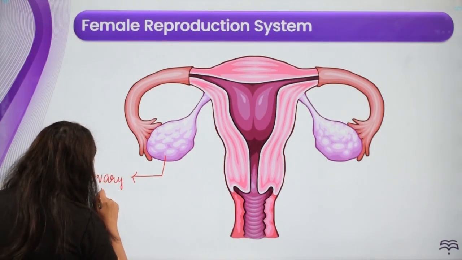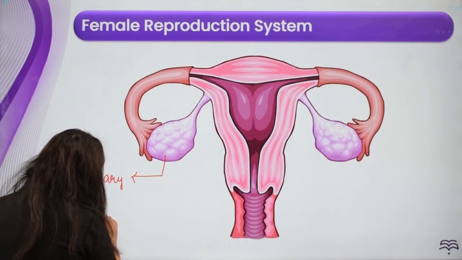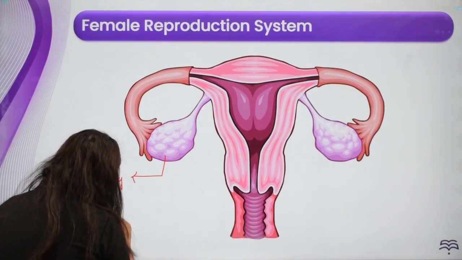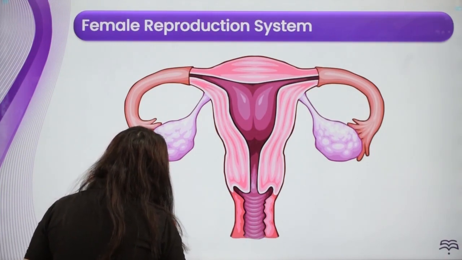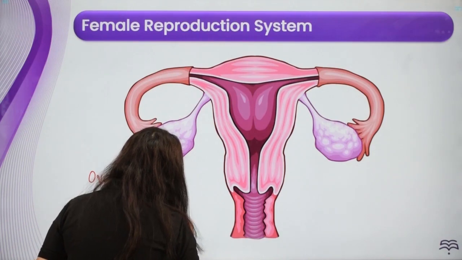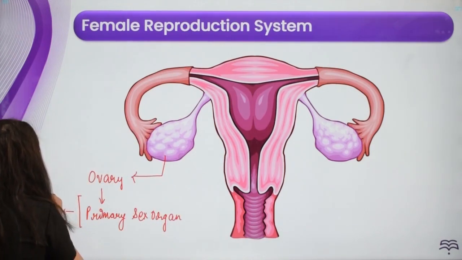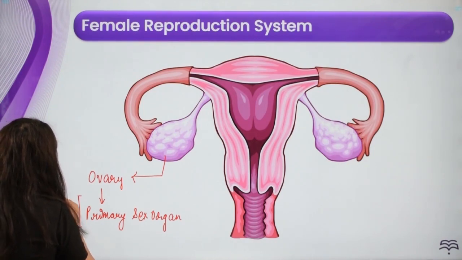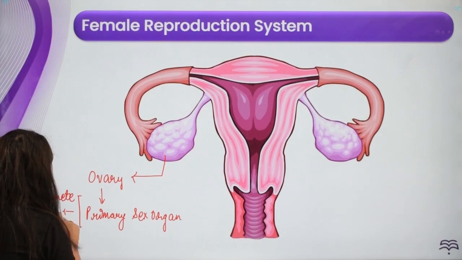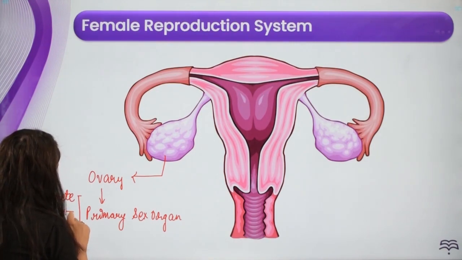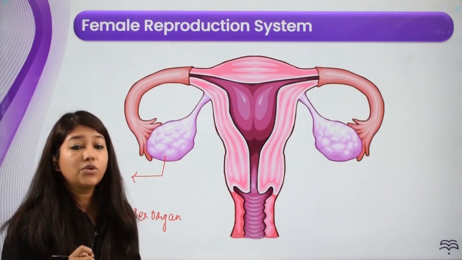And we have discussed previously also that ovary is the primary sex organ. What is the meaning of primary sex organ? Here gamete formation is happening, that is, ovum formation is happening, and that's why ovary is the primary sex organ.